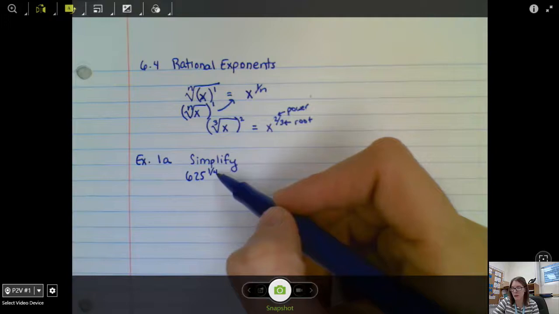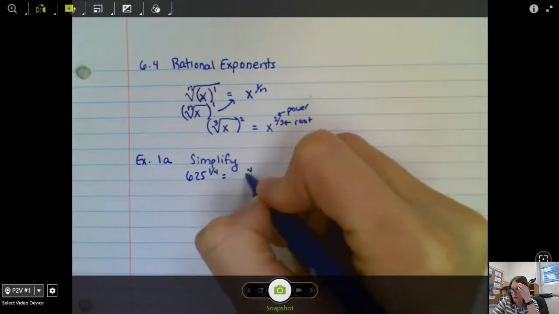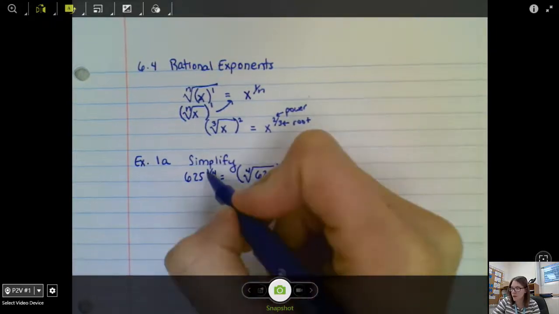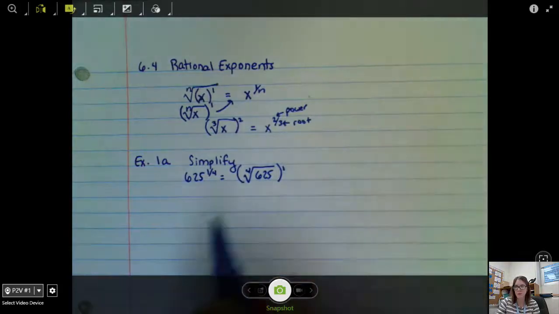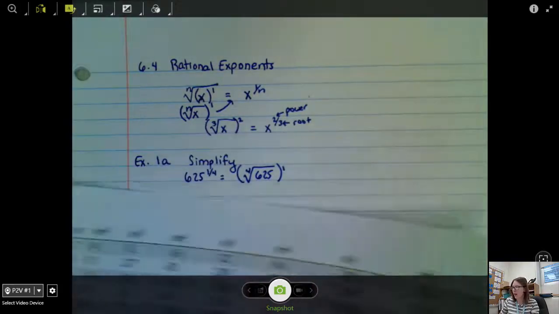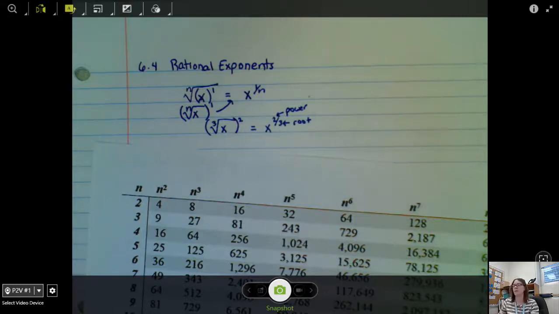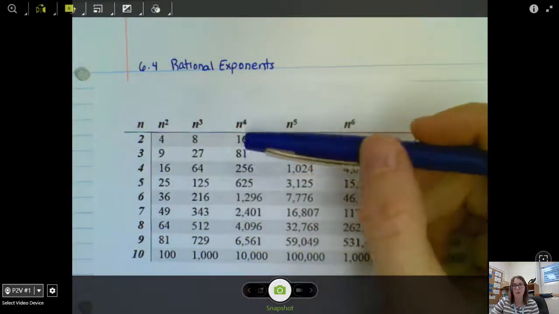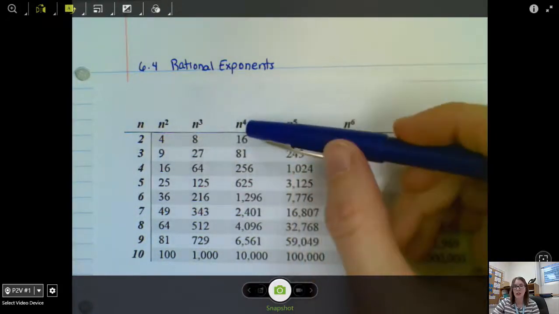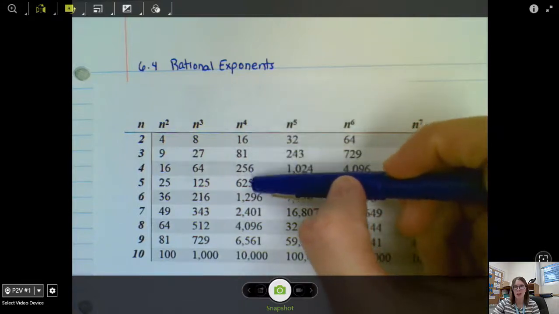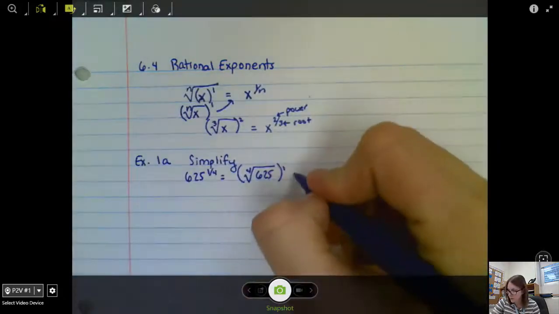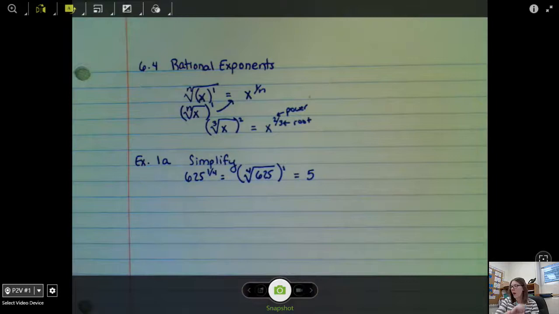The bottom number tells us our root. So we have the 4th root of 625, and that's all to the first power. Here's where your power table comes in. If I look at my power table, let's see if 625 is some number to the 4th power. So our 4th powers are here. Scroll down, and hey, 625 is there. That's 5 to the 4th power.